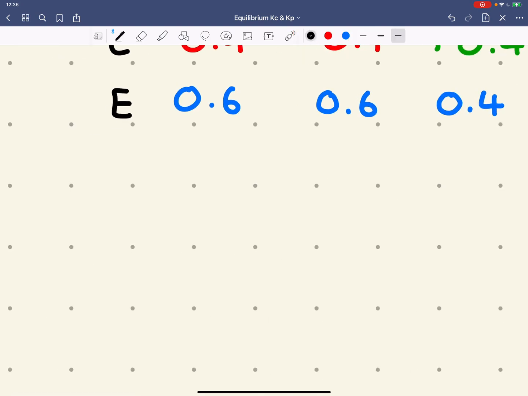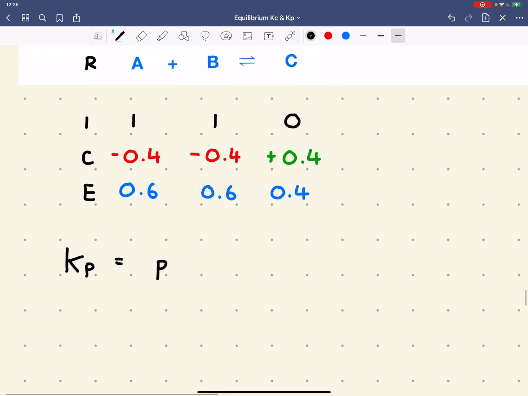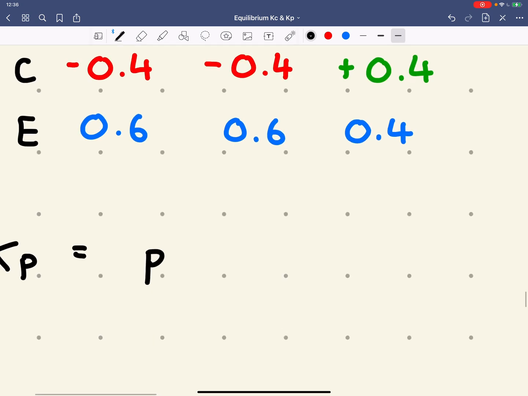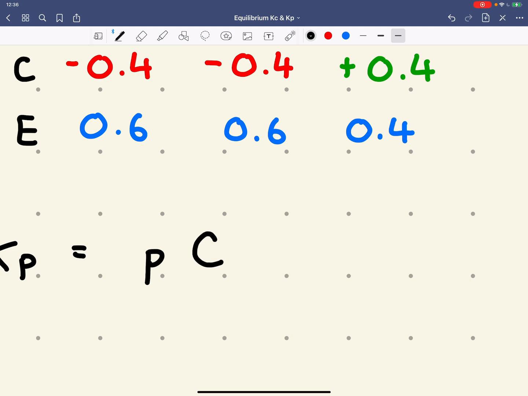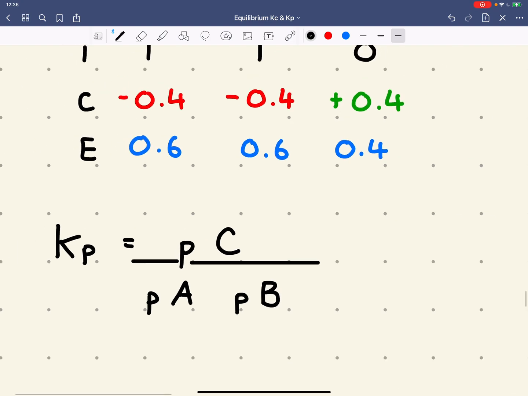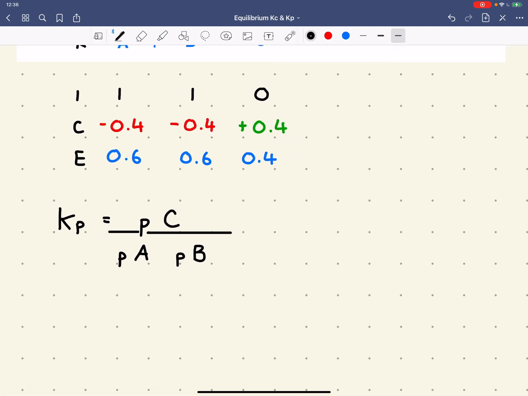I'm going to now write an expression for Kp. Now, when we write an expression for Kp, we do not use concentrations. The concentration is replaced by something called the partial pressure, which is the pressure that each individual gas would exert if it was alone in the mixture. And that's represented by a P, and we say the partial pressure of C divided by the partial pressure of A multiplied by the partial pressure of B. So partial pressure, that's what we need to put into my calculation for Kp.